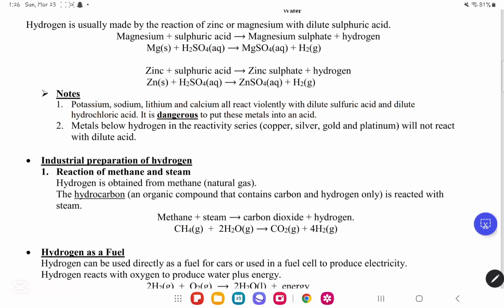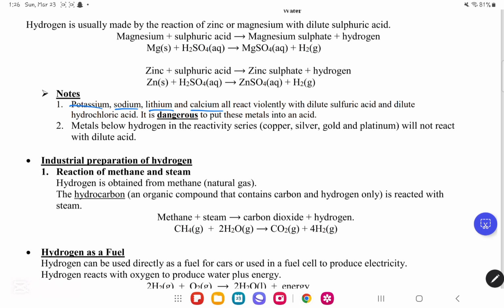So in the notes, they told us that potassium, sodium, lithium, and calcium all react violently with dilute sulfuric acid and dilute hydrochloric acid. So it's dangerous to put all these metals into an acid. So pay attention. Remember these four metals, they all react violently with dilute sulfuric acid and dilute hydrochloric acid. So it's dangerous to put these metals into an acid.